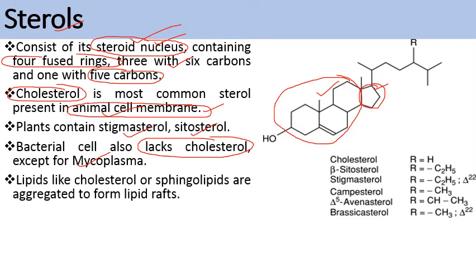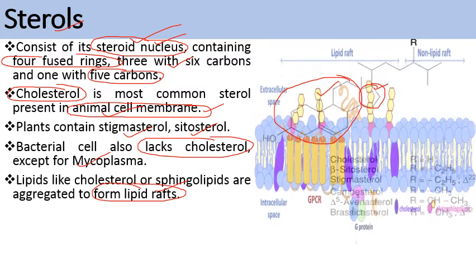Lipids like cholesterol or sphingolipids are aggregated to form lipid rafts. जो एक और स्ट्रक्चर है जिसे कहा जाता है लिपिड राफ्ट्स. सो ये बनता है कोलेस्ट्रॉल या स्फिंगोलिपिड्स जो एग्रीगेट होते हैं, they will give rise to this structure that is lipid raft.